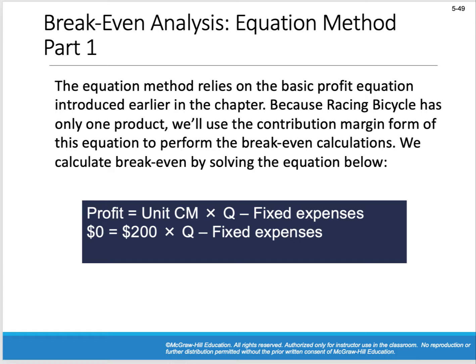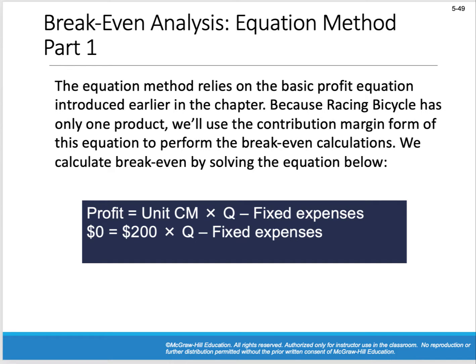So the first method we have here is the equation method. We're going to use that simple equation that we learned in, I think it was video 2: profit equals unit contribution margin times quantity minus fixed expenses. In this case, we have to set our profit equal to 0 because remember, the break-even point says cover all our expenses, just don't have any net operating income. So let's suppose RBC wants to know how many bikes must be sold in order to break even. And again, that means the break-even point is where we earn a target profit of 0.